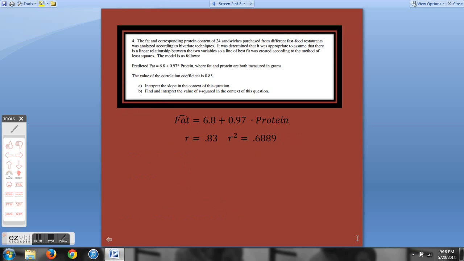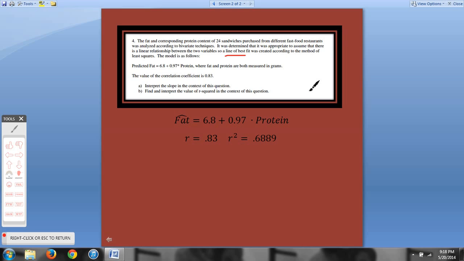So here we go. This is a basic problem. It says that the fat and corresponding protein content of 24 sandwiches purchased from different fast food restaurants was analyzed according to bivariate techniques. It was determined that it was appropriate to assume a linear relationship between the two variables, so that a line of best fit was created according to the method of least squares. The model is as follows. I just wanted to highlight that it says line of best fit, which goes with the least squares regression line and the method of least squares. So, let's move on.